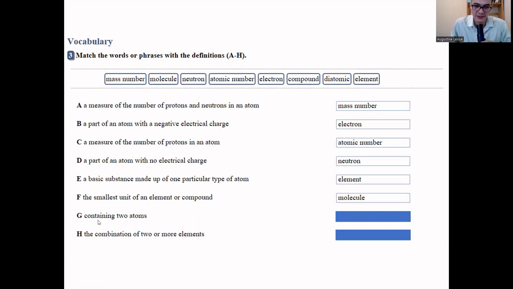Next, something that contains two atoms, we call this a diatomic. So diatomic means it contains two atoms. And for the last one, the combination of two or more elements, we call this a compound, okay? So a compound is a combination of two or more elements. So those are the answers. We'll move on to the next segment.